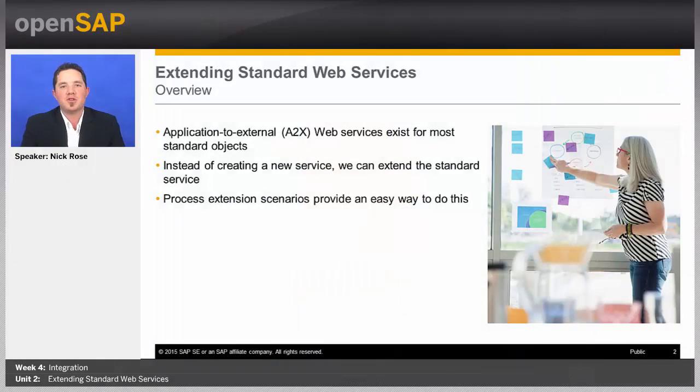Now, as we mentioned in the last unit, there are many web services that already exist for our standard objects. These web services are application to external, or A2X, services that allow us to integrate external systems into SAP Business ByDesign with these specific standard objects. Now, we can always create new services on these objects, but ideally if we can use the existing ones, that's even better. And if we have extensions to those objects, we actually have the ability to publish our extension fields to these standard web services. To do that, we're going to use something called a process extension scenario. Let's look at it in the studio.